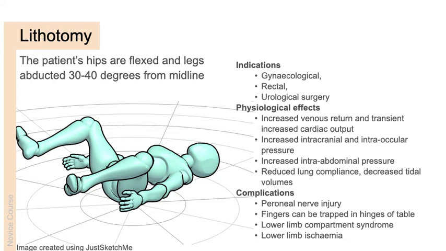This has got some physiological effects, not quite so marked as a Trendelenburg, but a similar flavour to them. So there's increased venous return to the heart. Again, this is transient, causing a transient increase in cardiac output. Increased intracranial and intraocular pressure, not to the same extent as in a Trendelenburg position. Increased intra-abdominal pressure, and flexing those knees is really going to reduce that space. Reduced lung compliance and decreased tidal volumes.